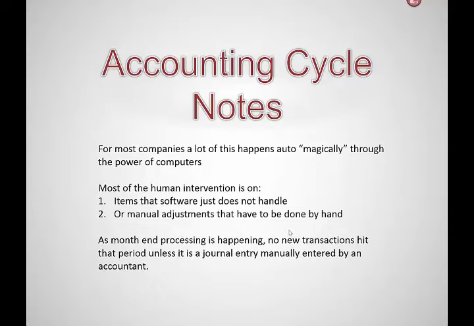So at month end, as that process is happening, no new transactions will hit that period. So if we're working on the closing of the May period, then no more automatic transactions will actually hit that period. The only transactions that would are transactions coming from an accountant who is having to do these manual adjustments and journal entries.